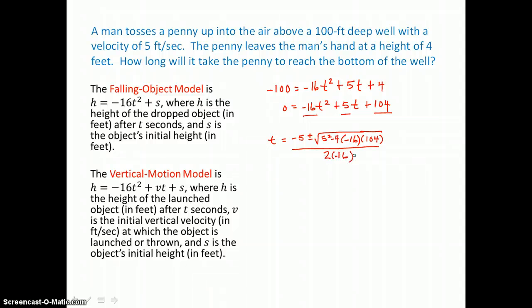Now if I run this through my calculator, I'm going to find out that t is approximately negative 2.40 if I run it through with a positive sign, and if I run it through with a negative sign, I'm going to get positive 2.71. So I know that time in this problem cannot be negative, so I'll choose the positive value for my solution, and that penny is going to reach the bottom of the well in 2.71 seconds.